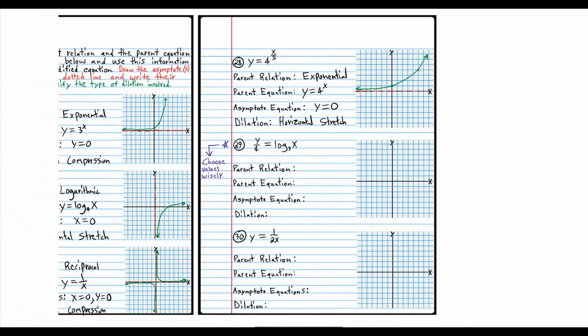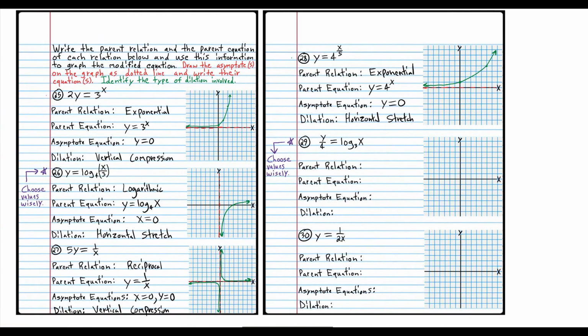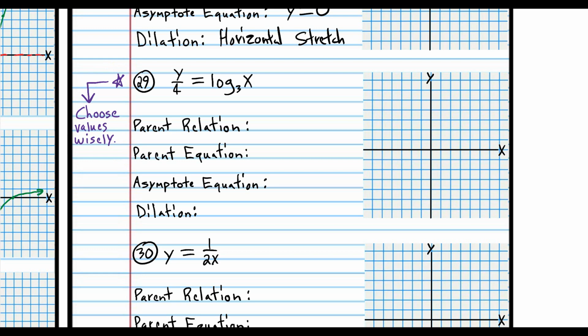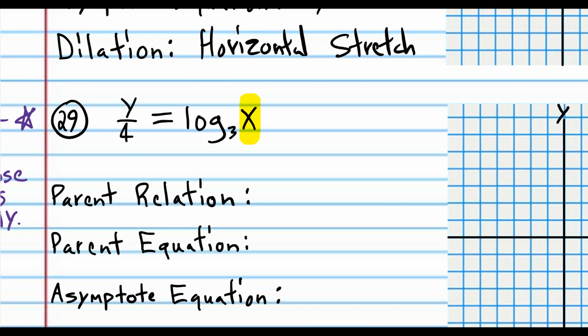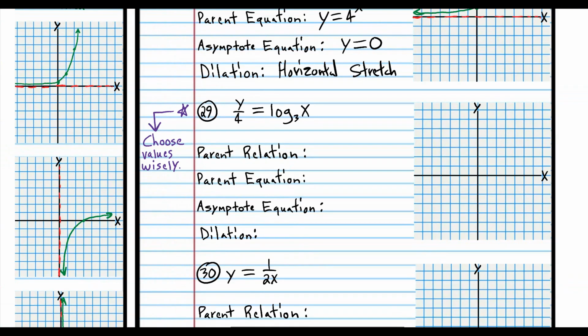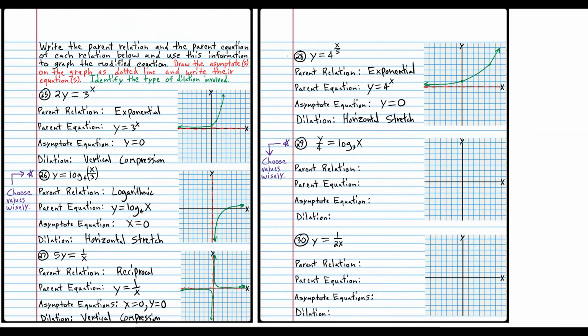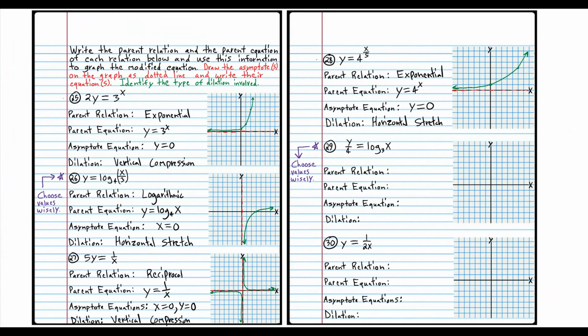Try number 29, and be aware that you have to choose your values wisely. You need to choose an x value that's the same as the base there. So choose 3 for x, because when these two numbers are the same, the value of the logarithm is just going to be 1. Also, remember, you can choose 1 for x, and then the value of the logarithm is going to be 0. That's always true. So go ahead and try number 29, and when you come back, we'll do it together.